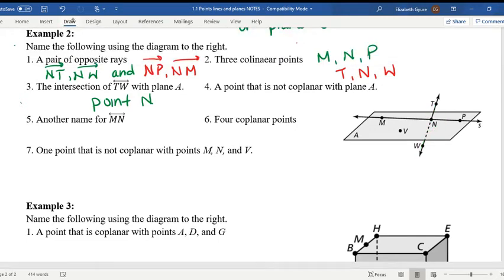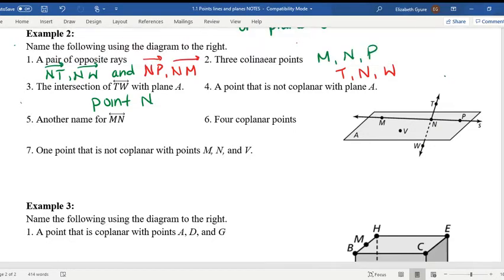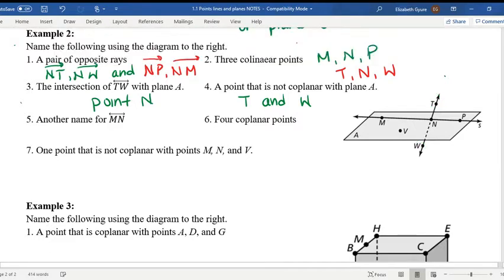Number 4, a point that is not coplanar with plane A. That means it's not going to sit on the plane. There are 2 options here. Point T is hovering up above the plane somewhere, and point W is down below. So neither of those would be coplanar with anything else that's on plane A. So you could say T and W, and you can write point if you want. When you write a point, you can also just put the letter. That one doesn't matter.